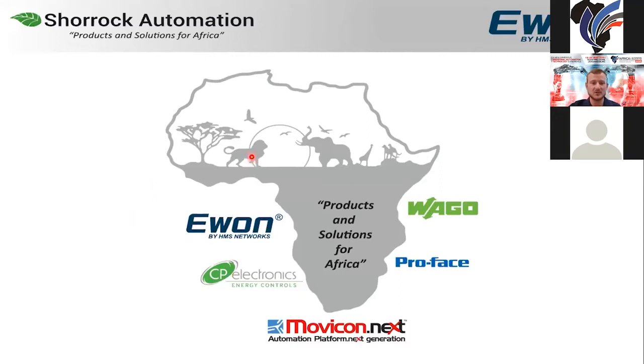Shorrock Automation is an entity that has been in the industry for quite a bit of time. We are the agents for the brands that you can see on screen. Starting from the top left, we have E1, which we will be discussing in depth today, of course. Then just below that is CP Electronics, used for lighting control, to control the lights for occupancy sensing, etc.